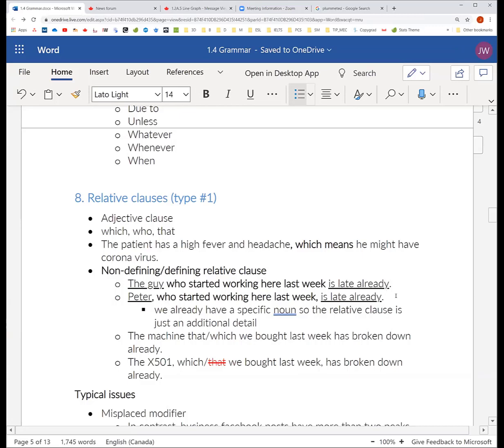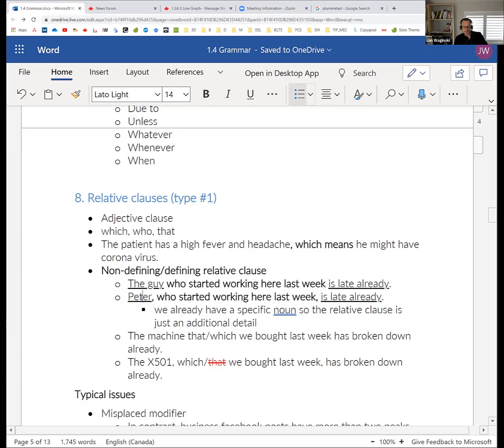Peter. Dina, can you explain this one? Yes. Because for the second sentence, Peter is well known, so we are defining. So it's an extra piece of information. While the first one, the guy, we need to go further. Who's this guy? So this piece of information is important to describe the guy. So no need to put a comma.